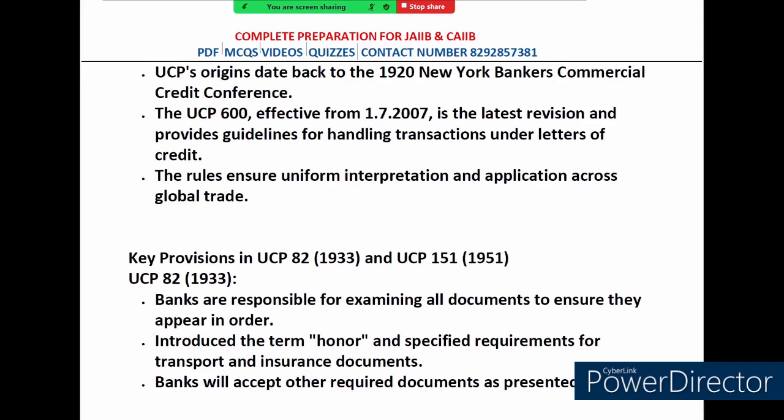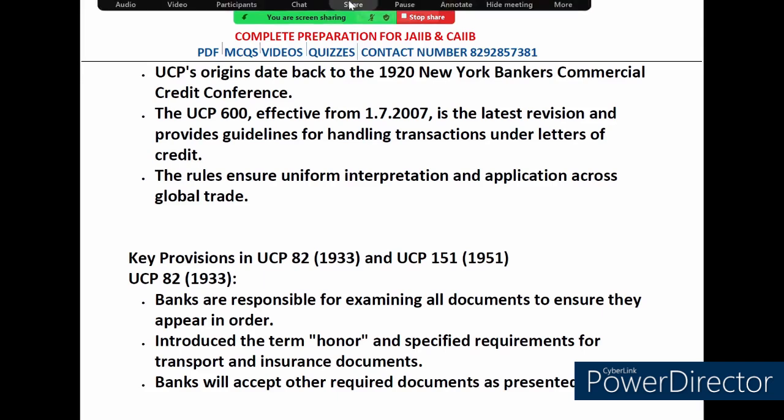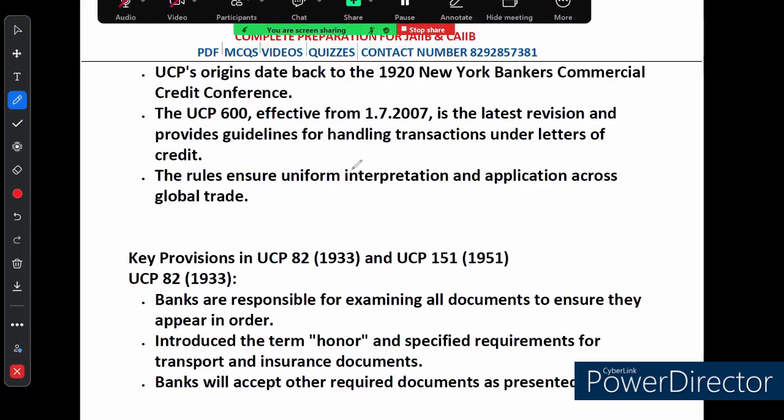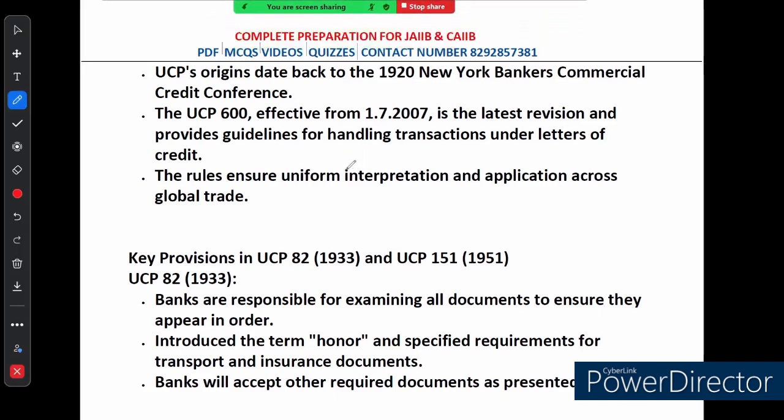Did you know that the root of the UCP actually dates back over a century? The very first idea for this standardized rule emerged in a meeting in 1920 known as the New York Banker Commercial Credit Conference. It was at this conference that the groundwork for what would become the UCP was laid out, recognizing the need for clear, uniform standards in international trade.